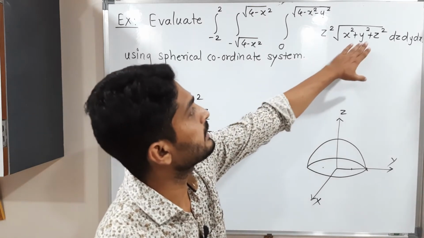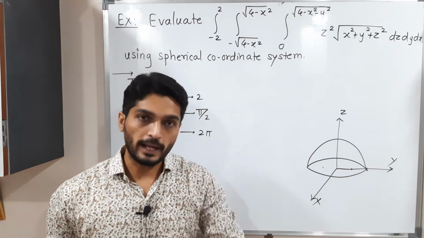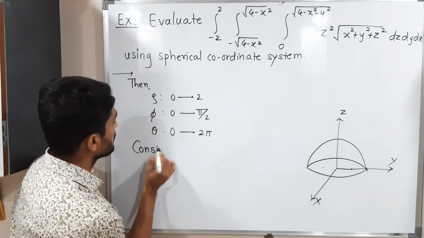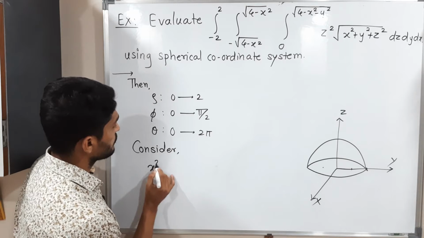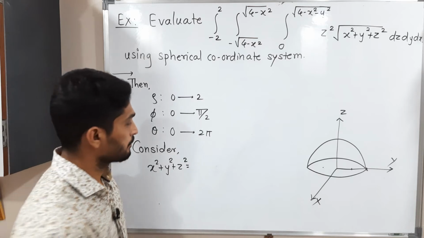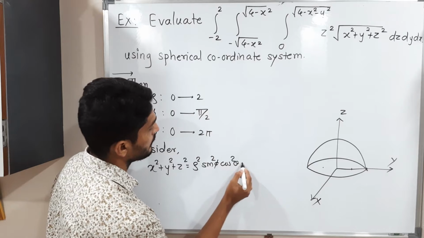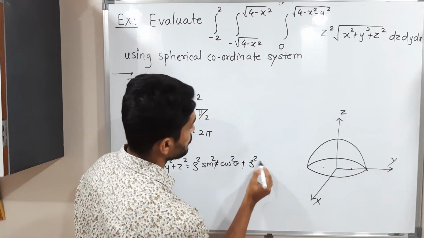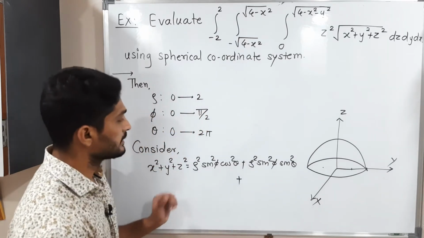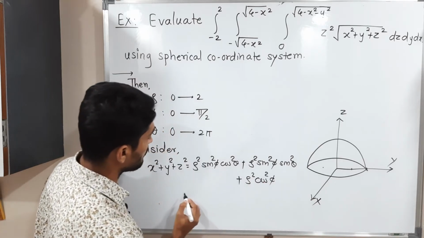After that, what will I do? We have this complicated expression x square plus y square plus z square. First of all, we will find its value and then we'll go to solve the integration. Consider x square plus y square plus z square. So let us put the values of x, y, z. So this is rho square sine square phi cos square theta, y after that rho square sine square phi sine square theta, plus z is rho cos phi. So after taking the square we will have this one.